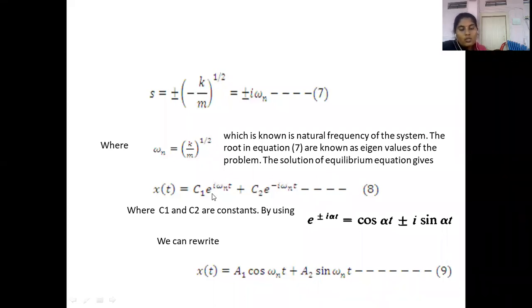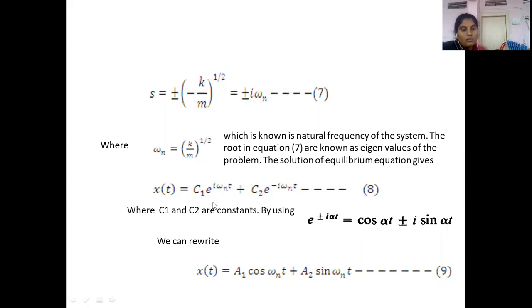C1 into cos alpha t plus I sin alpha t, that is the first bracket, plus C2 into cos alpha t minus I sin alpha t, that is the second bracket. Now you split these two brackets and take the sin parameter at one side and the cos parameter at another side. So in both these, C1 plus C2 will come at the first, and C1 minus C2 will come at the second stage.